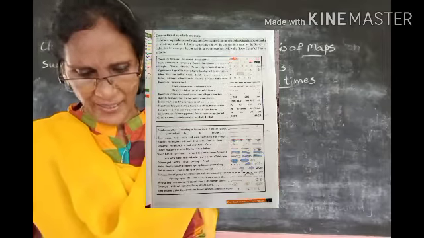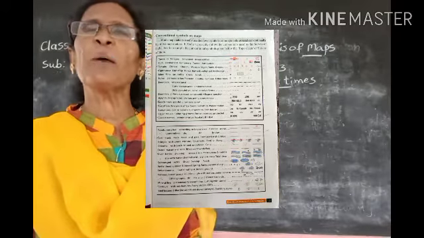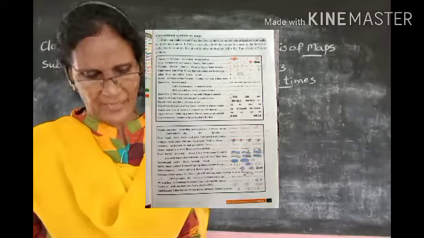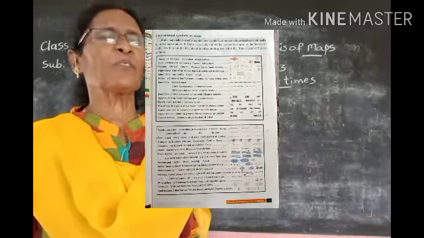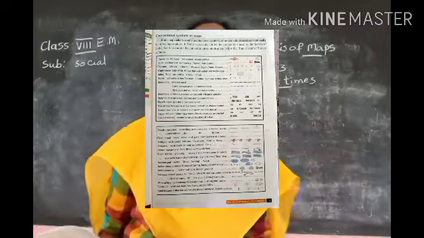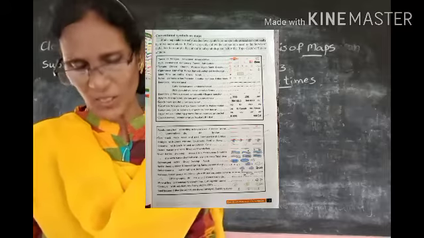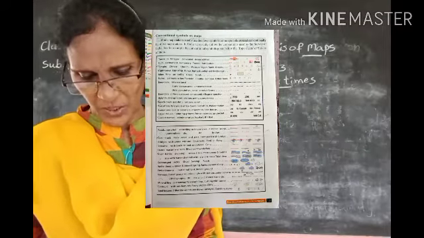Some are land use maps. Some maps are land use maps which show how people use land, how the people are using it for agriculture or for building, construction, industries or dams. We know about the maps.